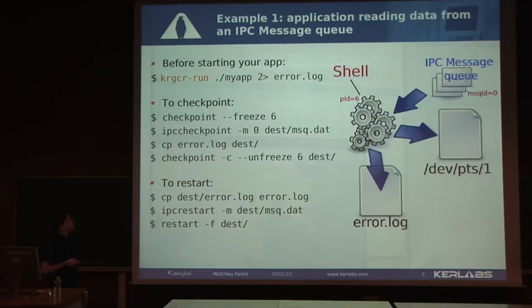Okay, so now you want to checkpoint your application. First, you will ask for freezing your application. So you identify your application with one PID of the application. Once you have frozen your application and you are sure that your application is not reading data from the message queue, you can checkpoint the message queue. So you will save the content of the message queue with the following command.